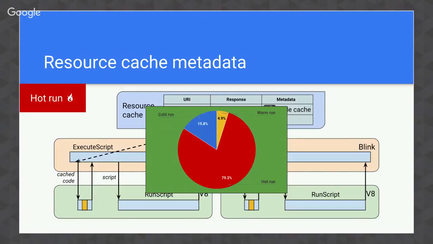And you can see that we have more cold runs than we have warm runs, about 3 times more, which means that there is a lot of code that we only ever see once and we don't want to waste time serializing it.